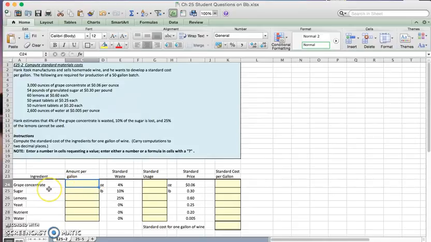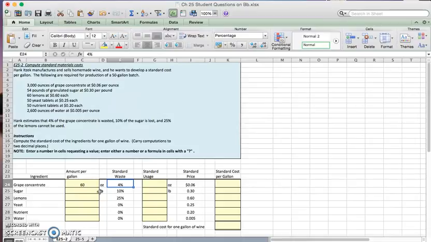C24. So what I need to do is calculate what in here do I need to get to my gallon. Well, if it's 3,000 ounces for 50 gallons, I'm going to say equals 3,000 in C24 divided by 50, because that makes me 50 gallons, and I can get it down to the number of ounces to make 1 gallon, which is 60 ounces.